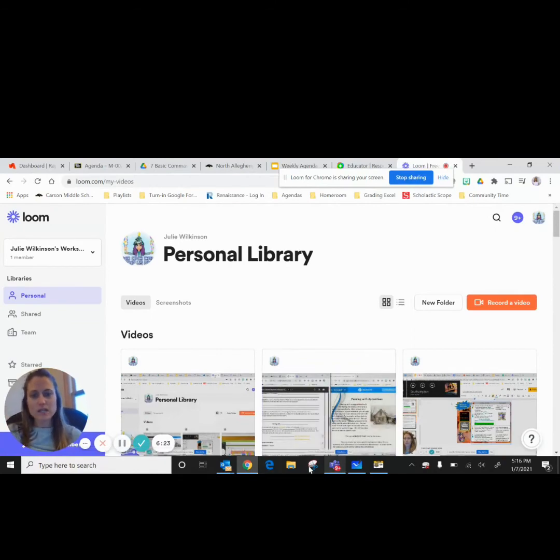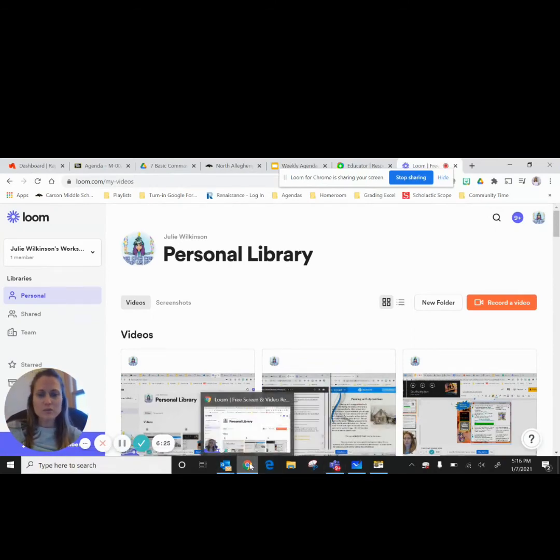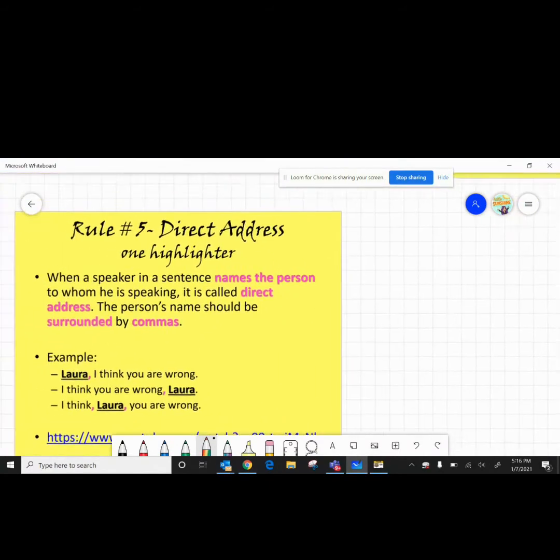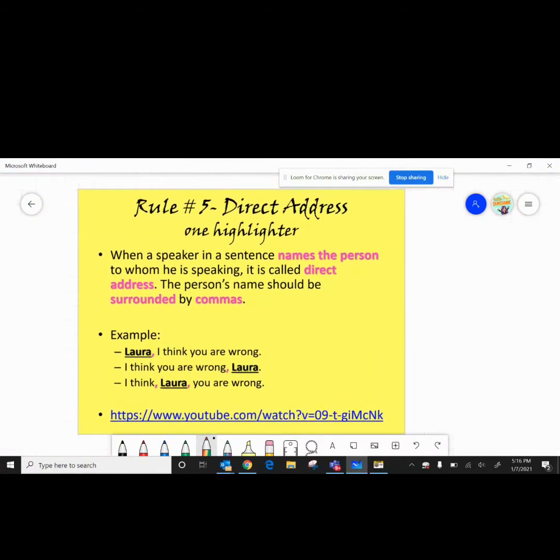Here we go. All right. Direct address. When a speaker in a sentence names the person to whom he or she is speaking, it is called direct address. The person's name should be surrounded by commas. So you're going to enter that in.